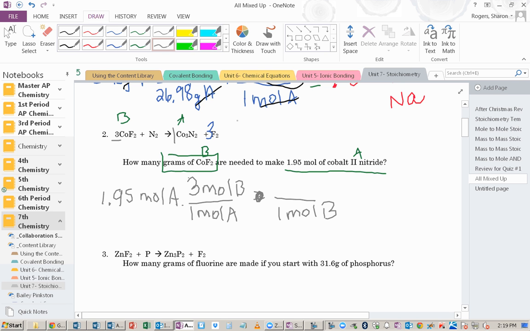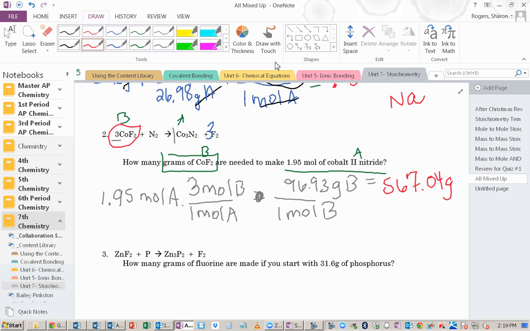And the molar mass of B is 96.93 grams of B. And my final answer is 567.04 grams. Now, be careful when you're finding the molar mass of this substance. It's 1 cobalt and 2 fluorines added together. Do not distribute that coefficient into the molar mass. All right?